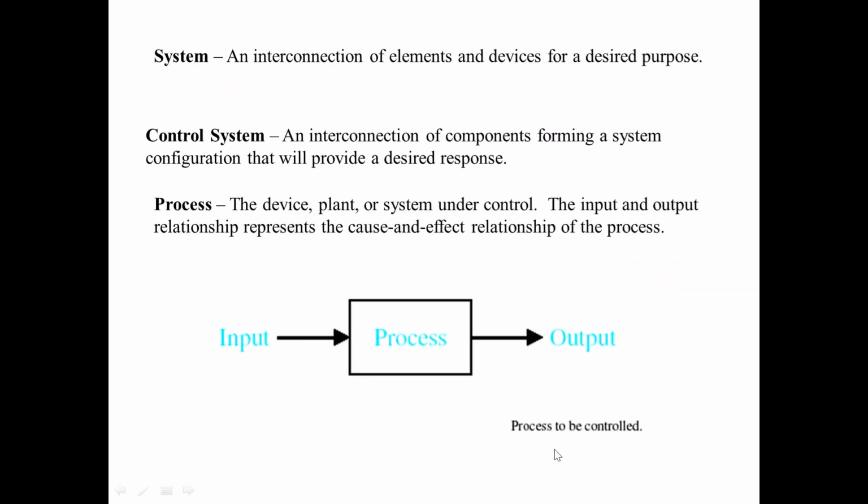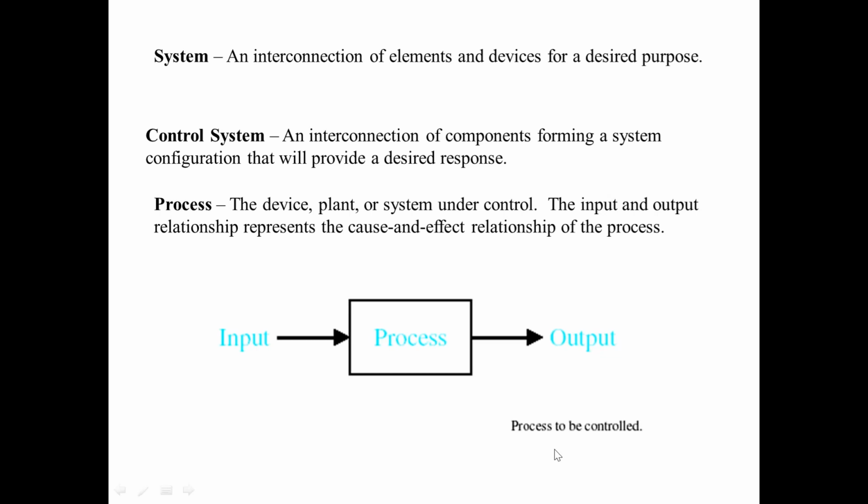Right. So first, to deal with advanced manufacturing systems, we should know the different key elements of a manufacturing system or the CNC systems, which involve the basic elements. The first one is a system. A system is nothing but an interaction of elements and devices for a desired purpose. We are going to use one computer for automation, so we are going to call it a system. It is an interconnection of elements and devices for a desired purpose.